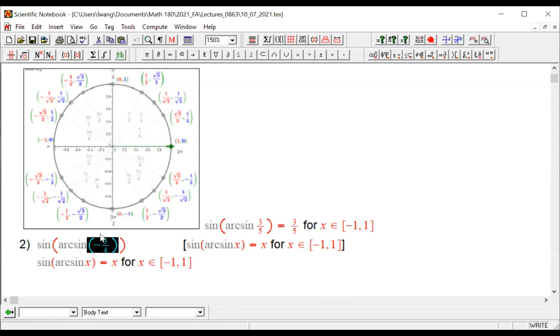-3/4, you just have to check if -3/4 is in the domain where this identity applies. And it is indeed. So the answer is just going to be -3/4. As simple as that. That's the quickest way to get it.